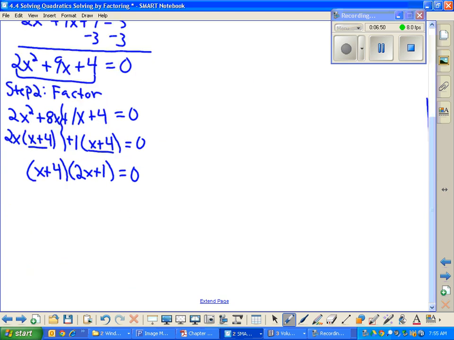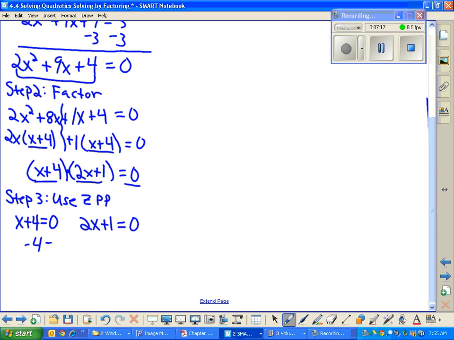And now our next step, step 3, use the ZPP. Do you see how you have 2 things multiplied together and they equal 0? That means one of those 2 things, or both, should be 0. So we set all factors in the problem equal to 0. And I should say all factors that have an x in them. We'll talk about that in a little bit.